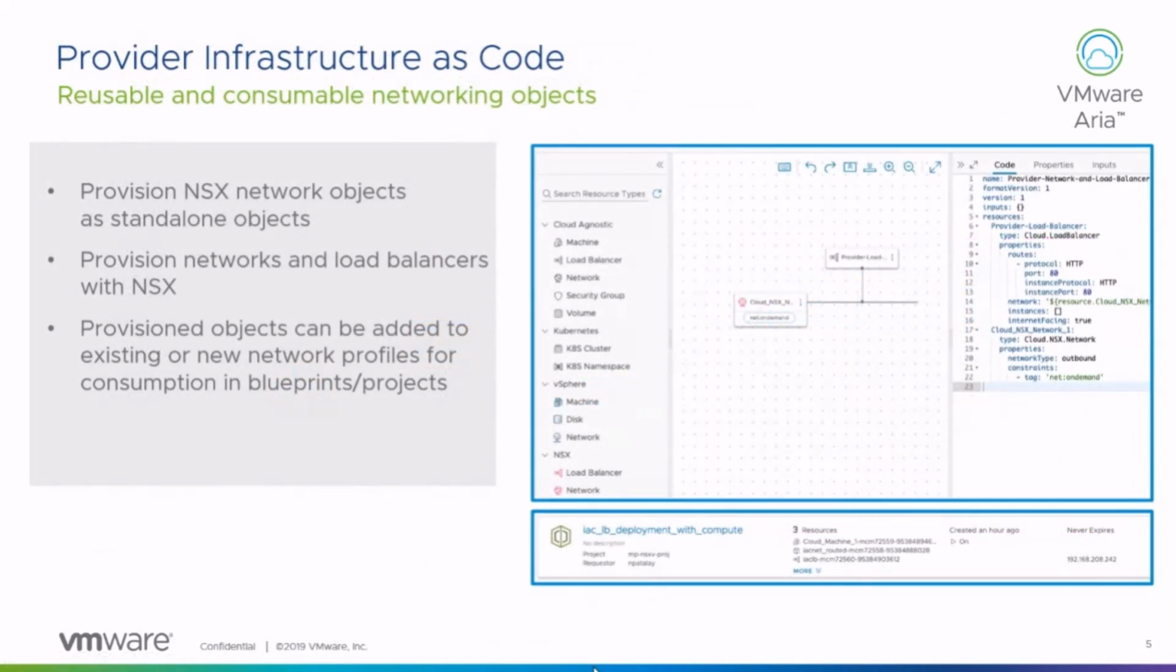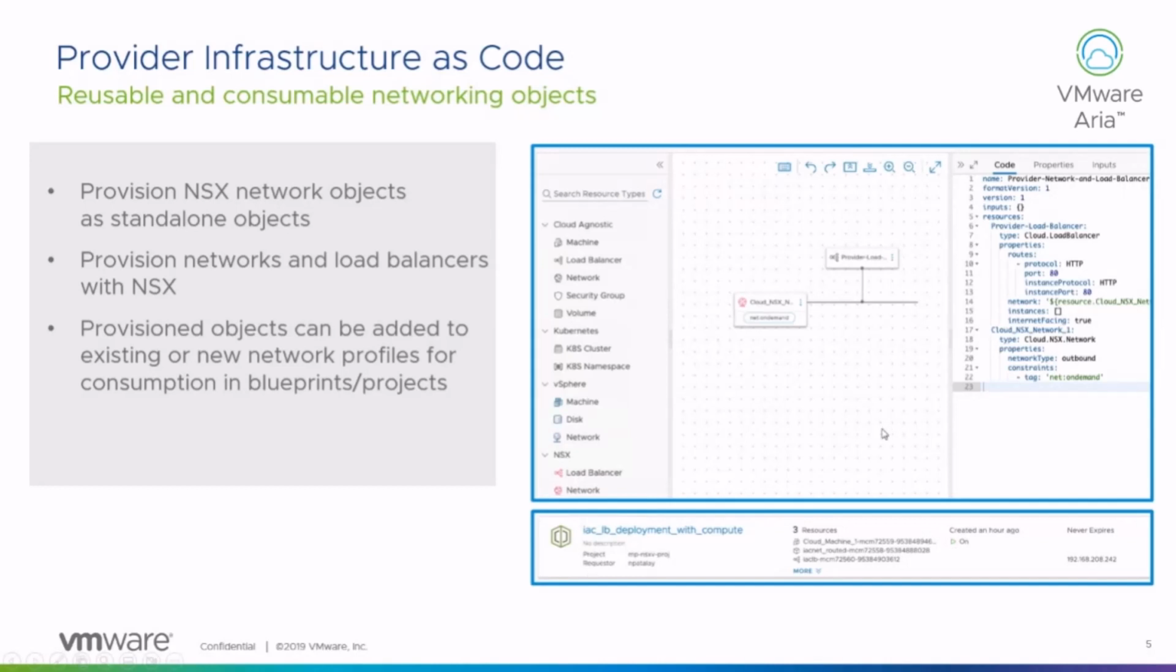So one of the important features is that we can create VMware Cloud templates for provisioning provider infrastructure and using infrastructure as code. And this is being able to provision NSX network objects as standalone objects. So we can provision networks and load balancers with NSX. So they are reusable and consumable network objects, and be able to provision objects that can also be added to existing or net new network profiles for consumption in templates and at project level.